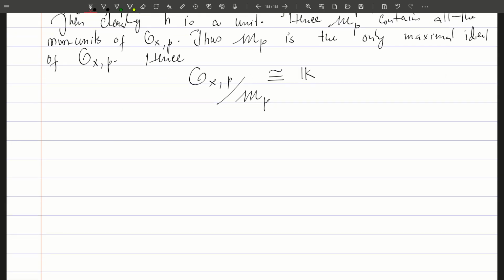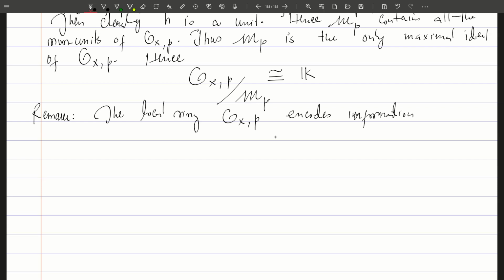information about the properties of X near P. So let us make a remark here. The local ring, I mean O_{X,P}, this ring encodes information about the properties of X near P. For example, this ring, the local ring at P, determines the tangent space and the singularities of X at P.